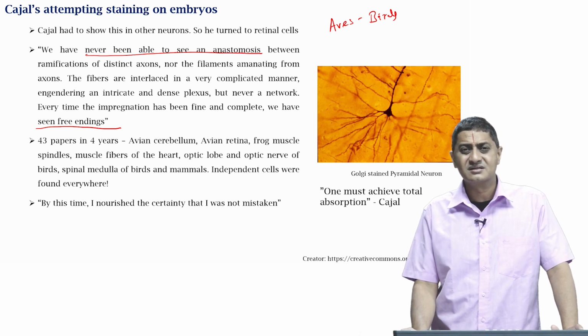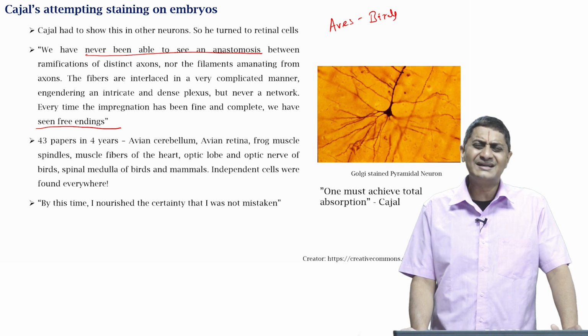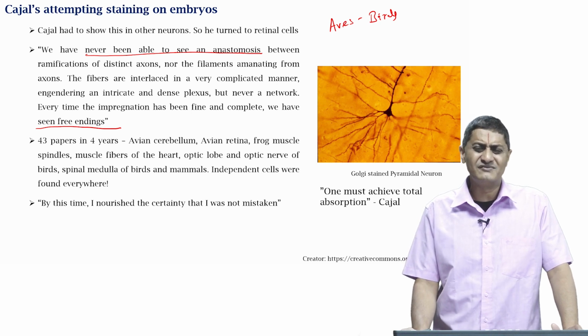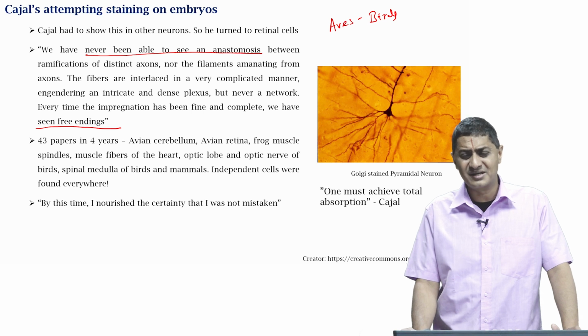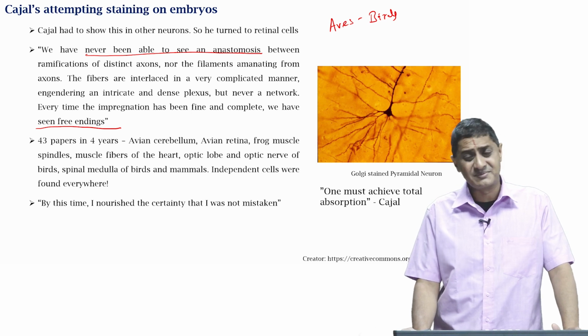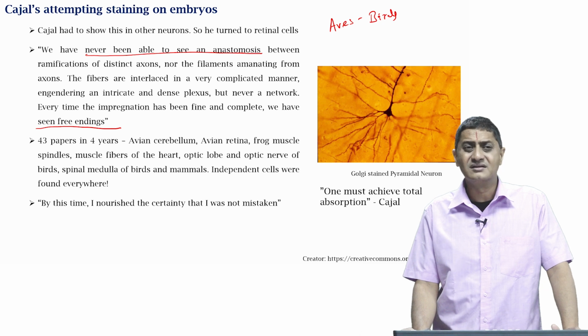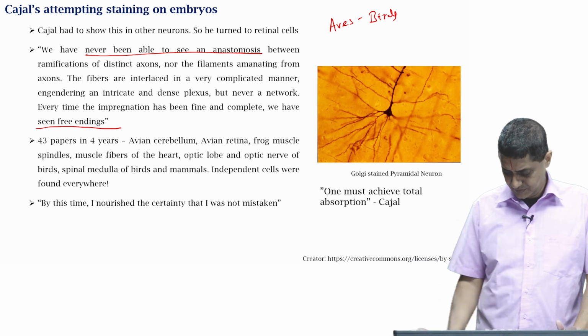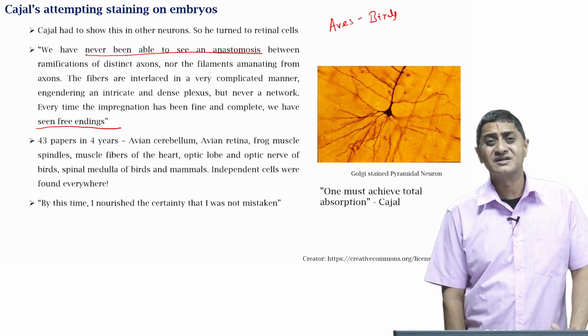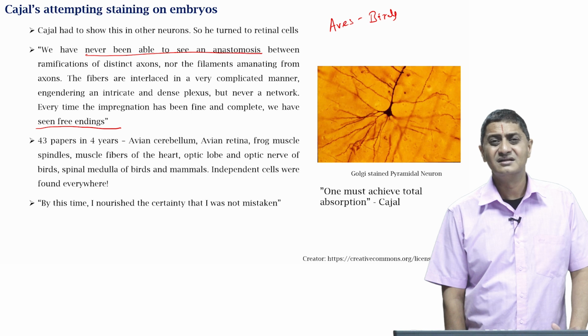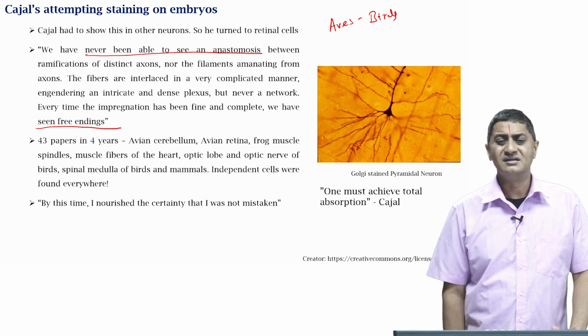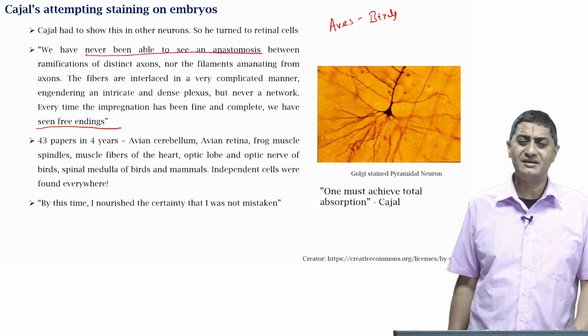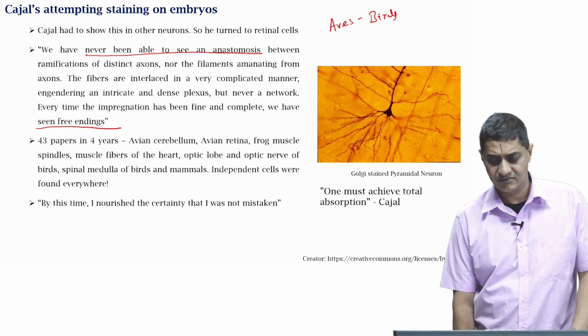After all these studies, by about 1889 or 1890, he was absolutely convinced that neurons were indeed separate cells. Neurons also obey the cell theory, and neurons were independent structurally, perhaps even functionally. So, he said that by this time I nourished the certainty that I was not mistaken. That is, by this time he was convinced that he was indeed right in believing that neurons are independent and separate both structurally and functionally.